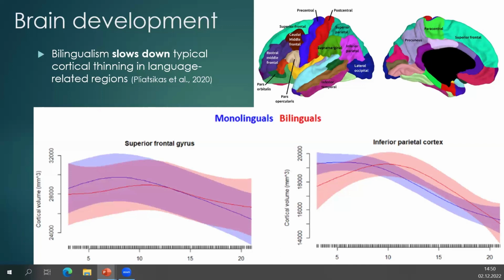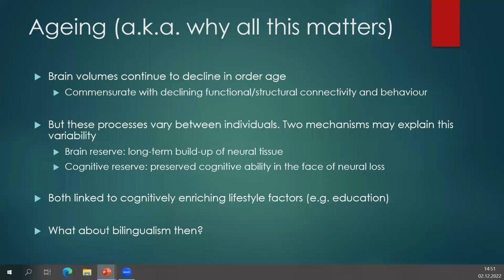In this case, the inferior parietal cortex, it was a bit different because they converged at some point, but for most of adolescence, this was a significant difference as well. So bilingualism does interact with development.